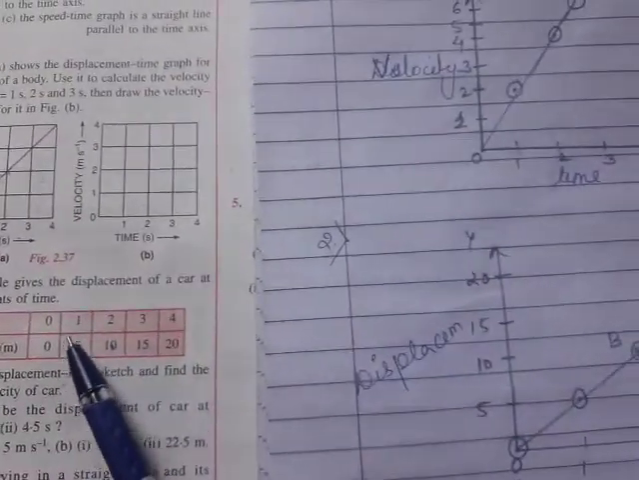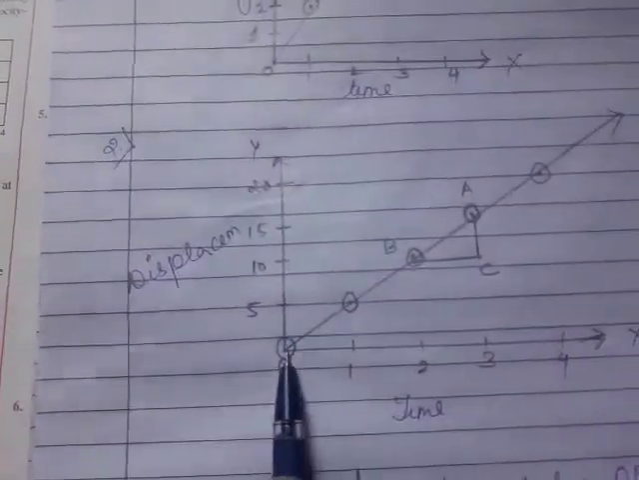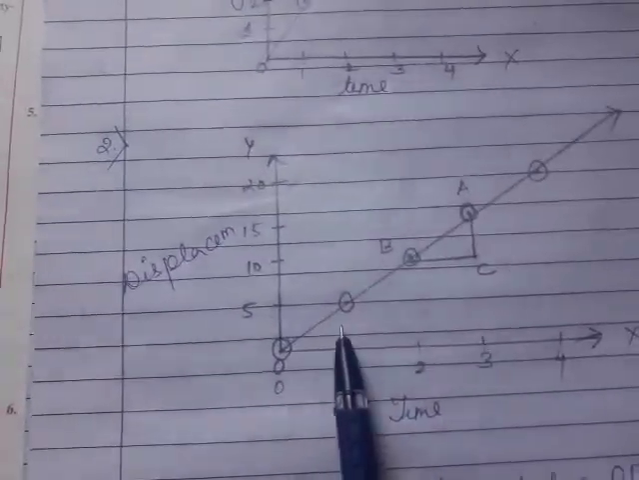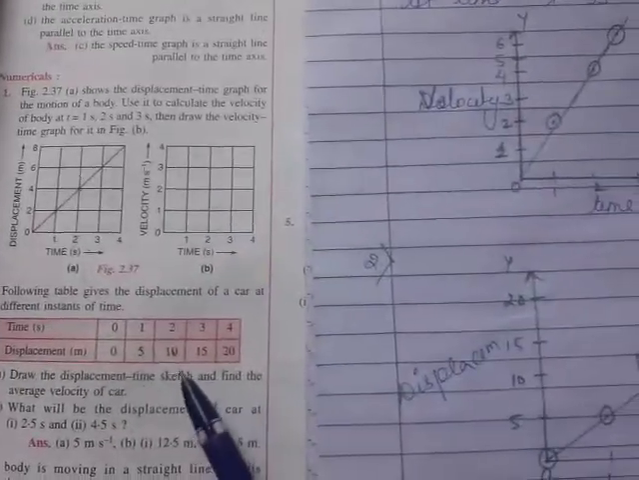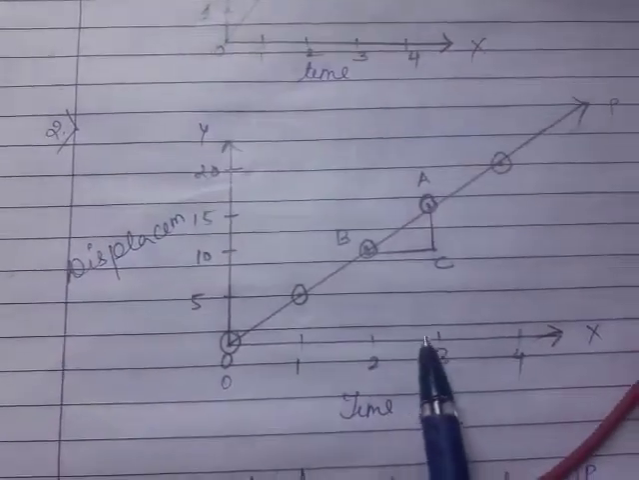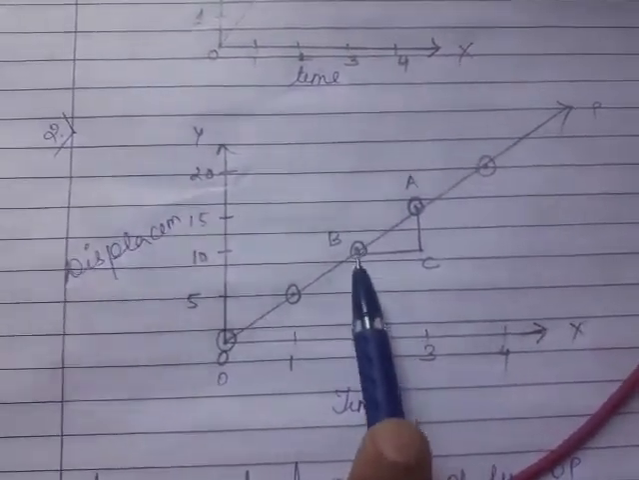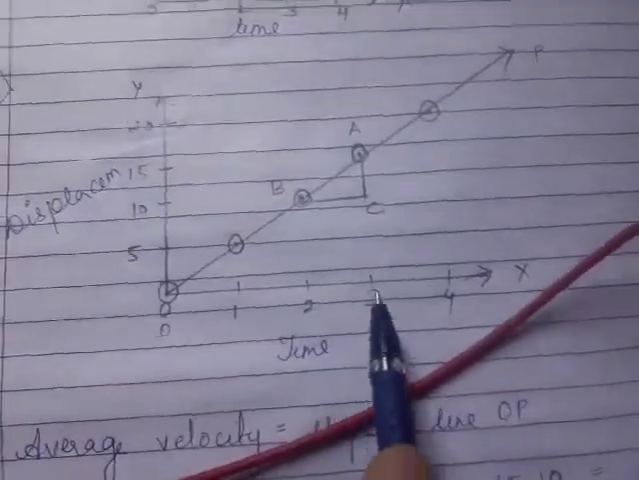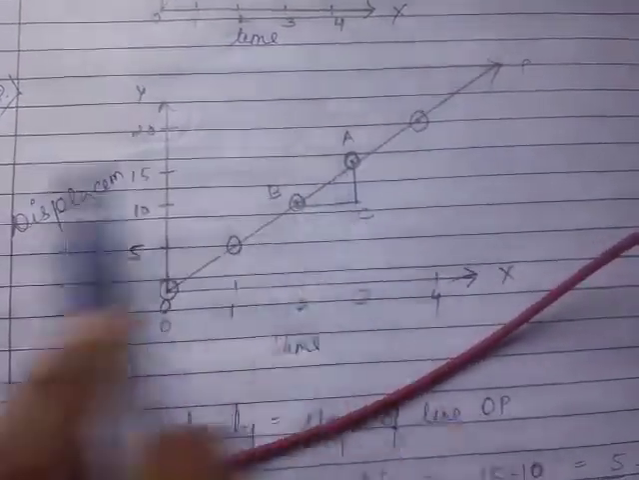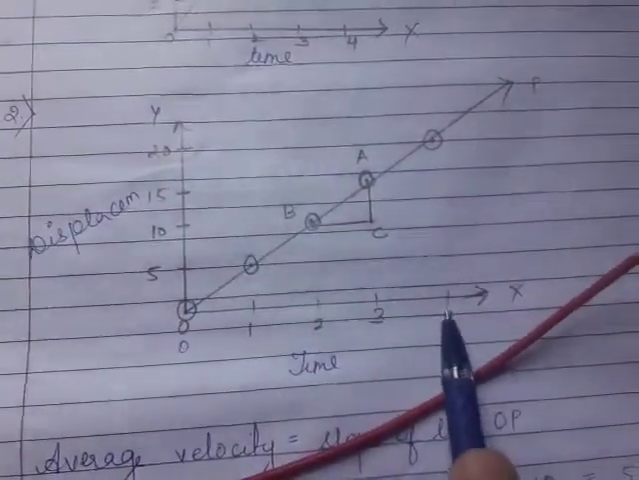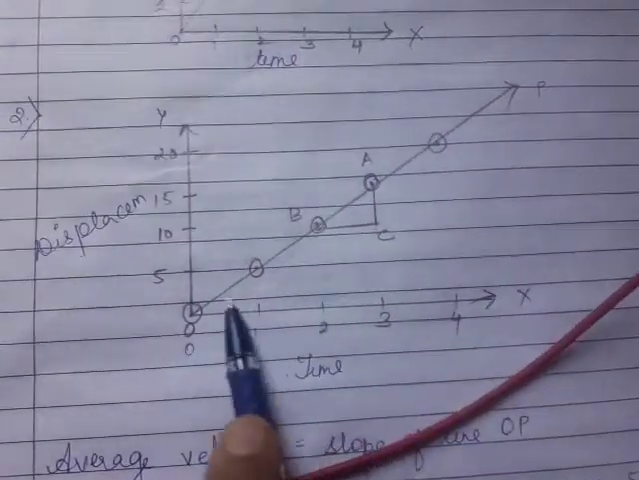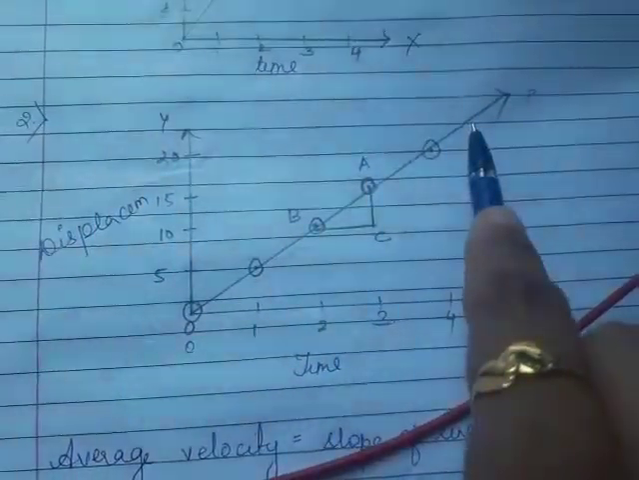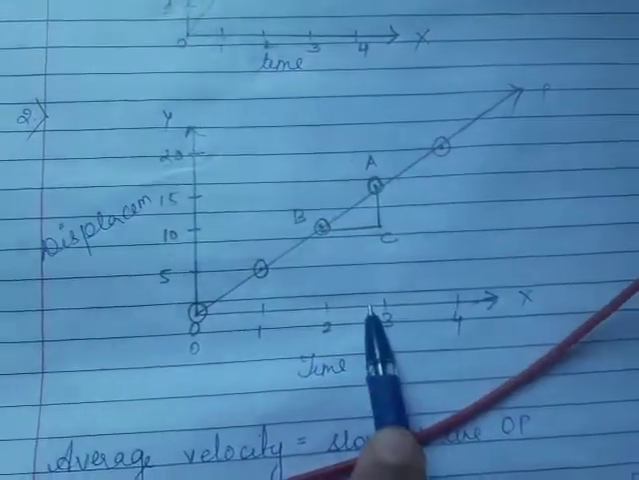So let us see. The first value is 0, 0, so I have plotted 0, 0 here. The second value is 1 and 5, so here 1 and 5. The third value is 2 and 10, so here 2, 10. Then the next is 3 and 15, so for 3 seconds it is 15. Then for 4 seconds it is 20, so 4, 20. Afterwards I am joining the points, right? I have got a straight line. It is inclined to the time axis, right?